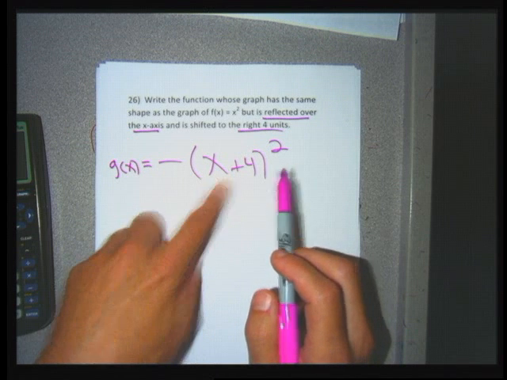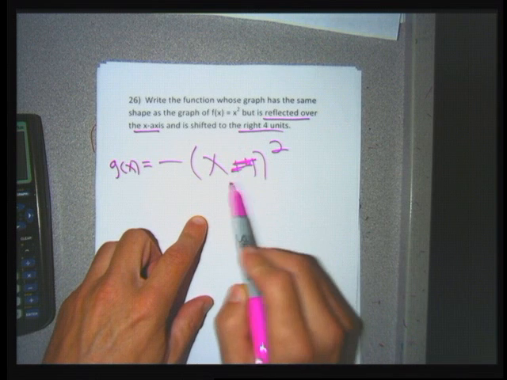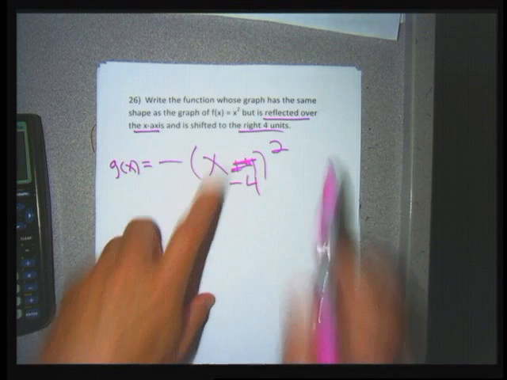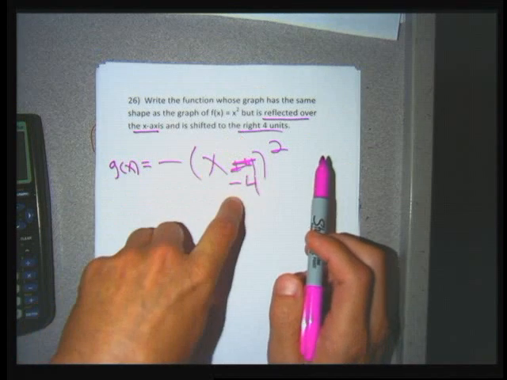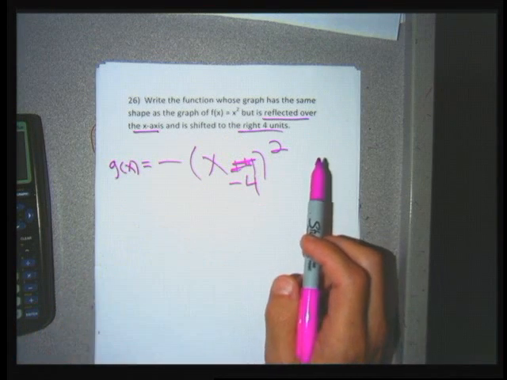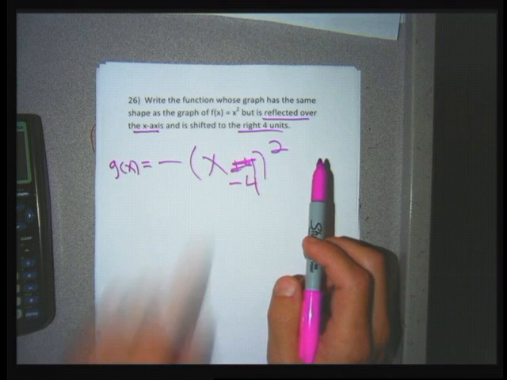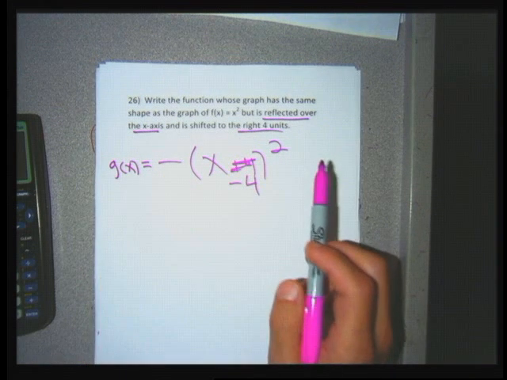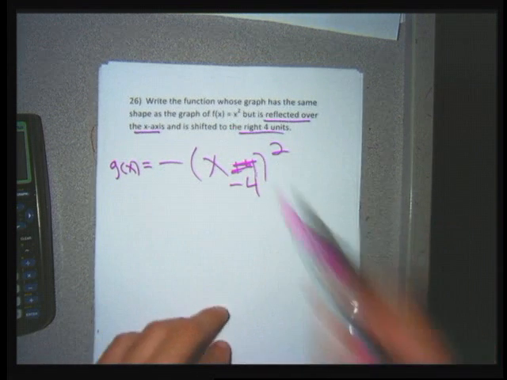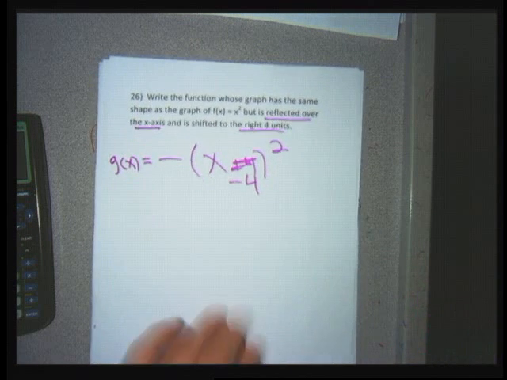That plus 4, oh, mistake here. To go to the right 4, I need a minus. It's inside the parentheses, opposite sign. That would have been a bad mistake. A plus can move it left or it can move it up. A minus can move it right or it can move it down. And in this case, the minus needed to move it right. Hopefully you caught that mistake before I caught it.